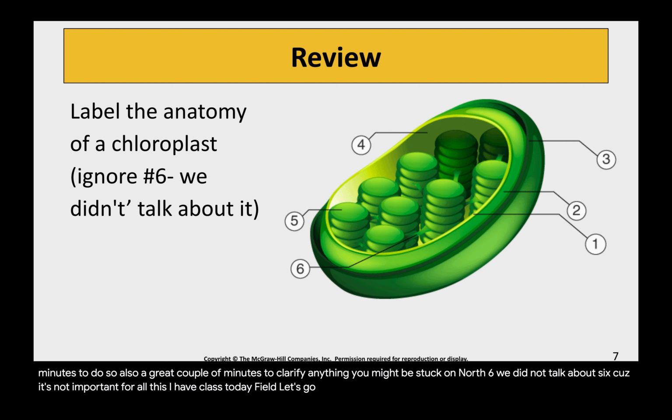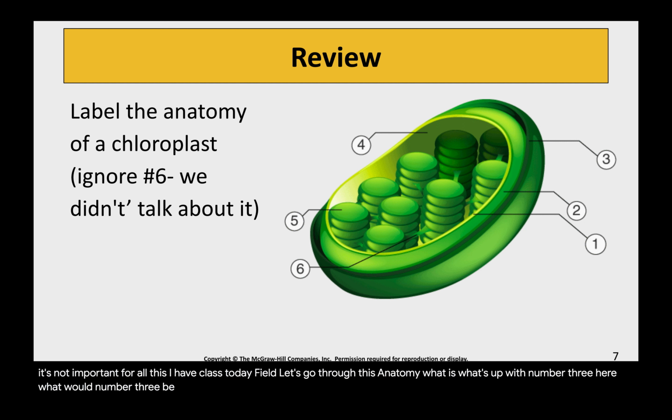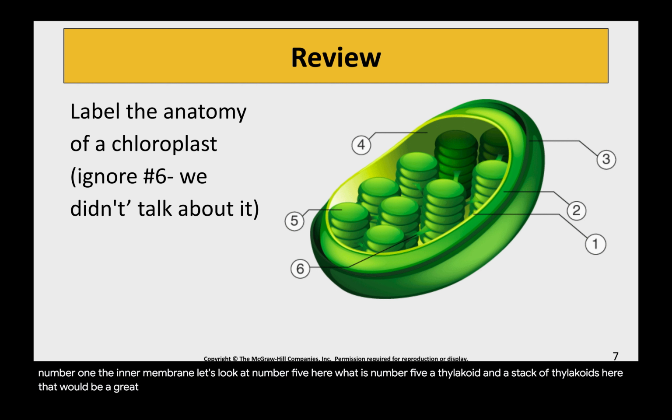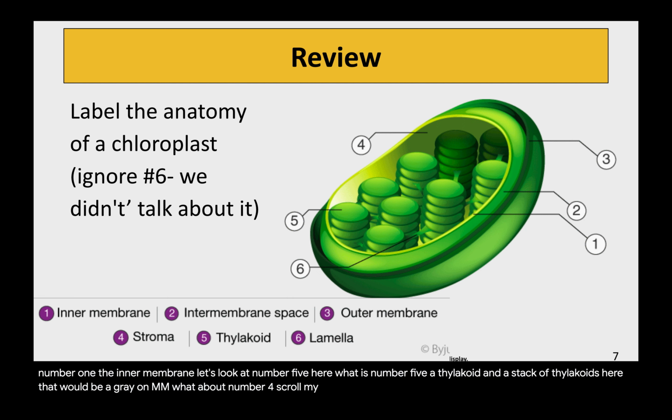All right, let's go through this anatomy. Let's start with number 3 here. What would number 3 be? Outer membrane. Yes, what would number 2 be? Intermembrane space, very good. What about number 1? The inner membrane. Let's look at number 5 here. What is number 5? A thylakoid, and a stack of thylakoids here, that would be a granum. What about number 4? Stroma, yes, very good. All right, basic chloroplast anatomy.